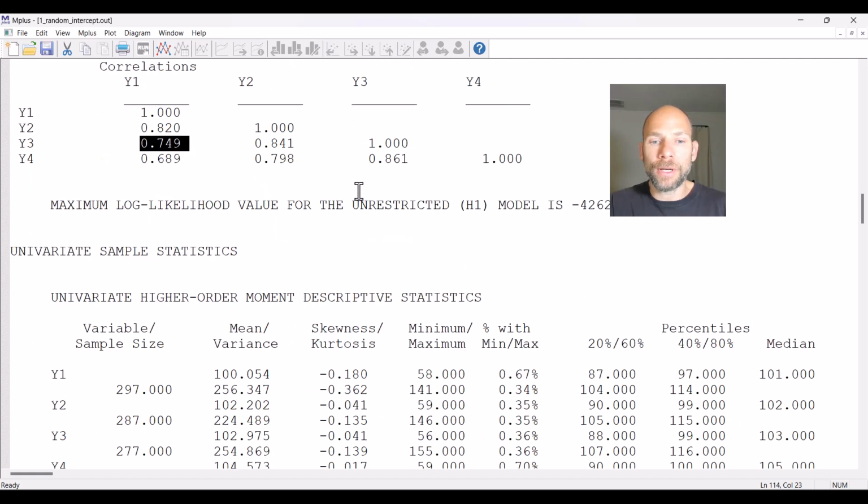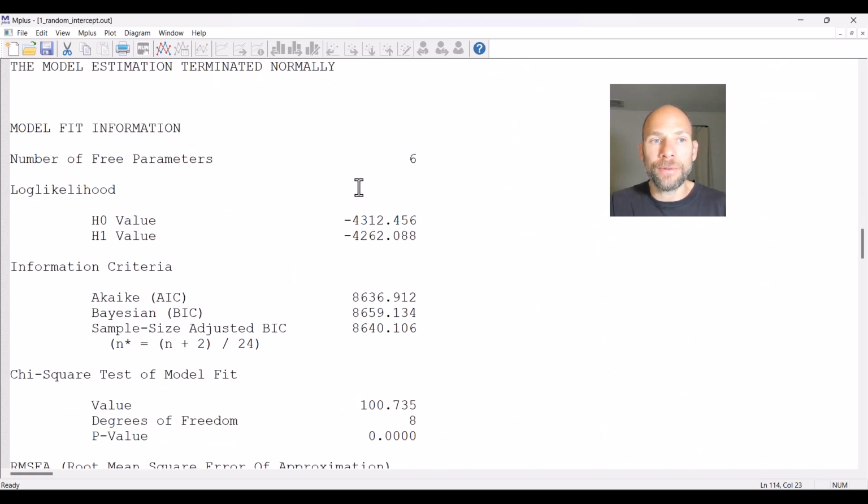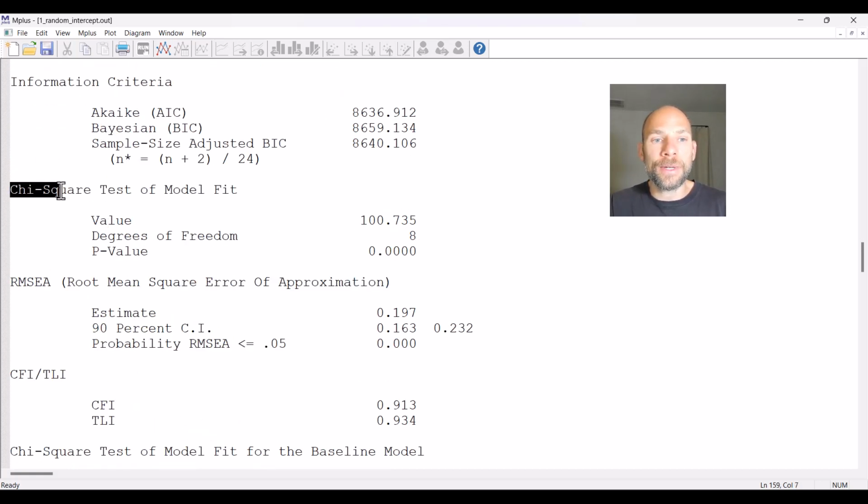So let's take a look at the model fit. In the model fit information section, you can see the model estimation terminated normally. So this model converged to a proper solution. There were no improper parameter estimates, but this doesn't mean that the model fit well. So we have to still take a look at model fit statistics, specifically the chi-square test of model fit. And you can see here, it's a very high value of the test statistic that we obtain. The test statistic is 100 and the degrees of freedom are 8. So this would be our chi-square test statistic, and that is a test statistic that is highly significant.